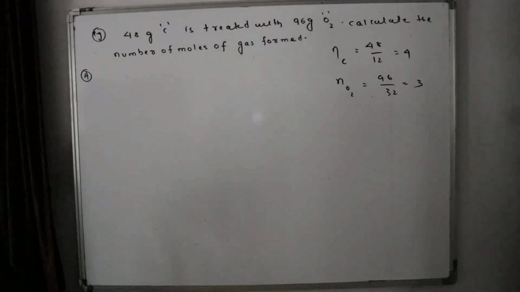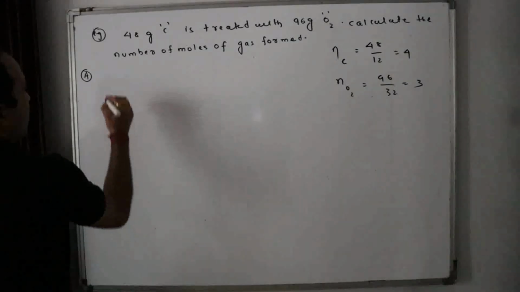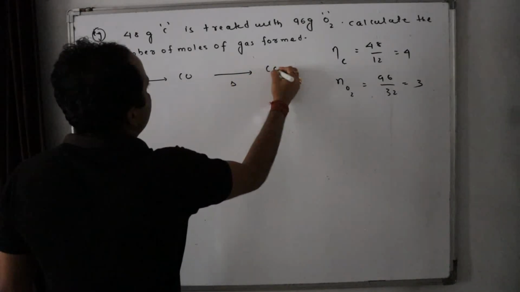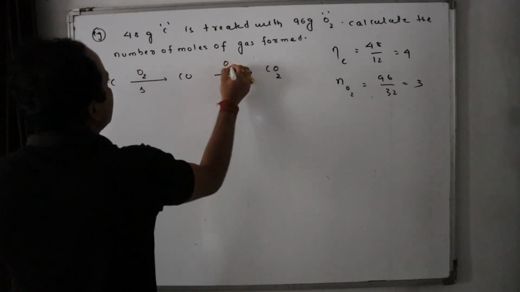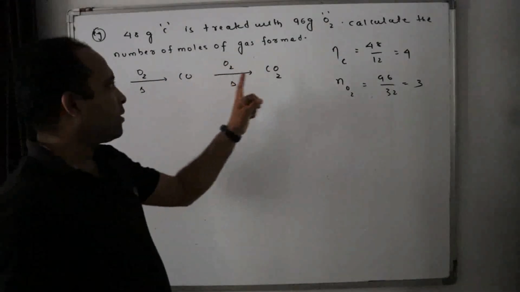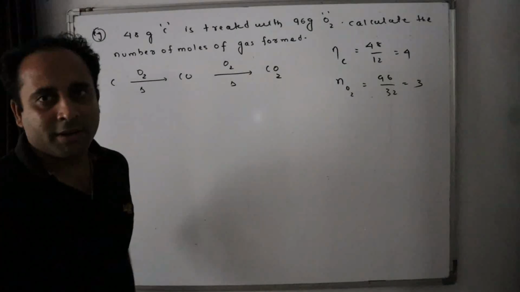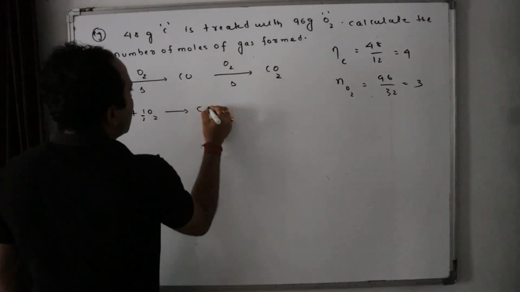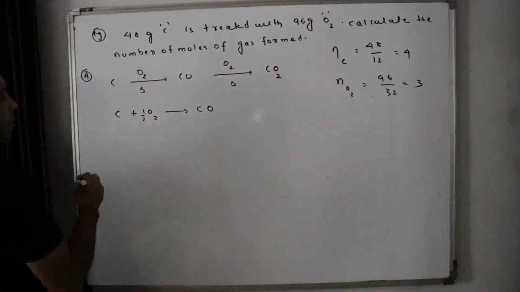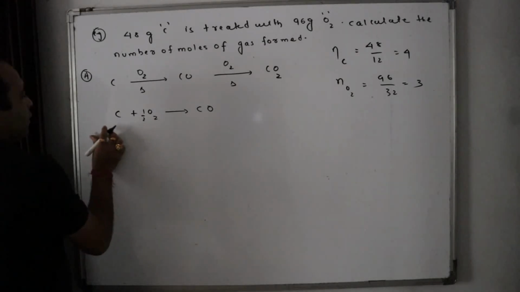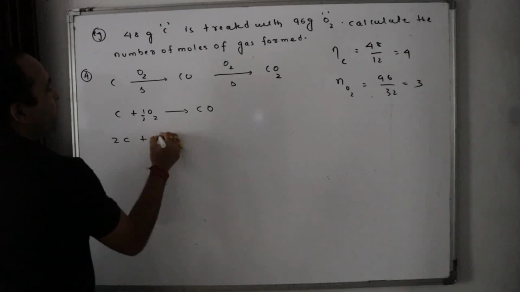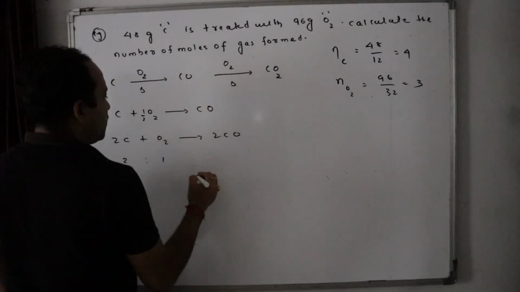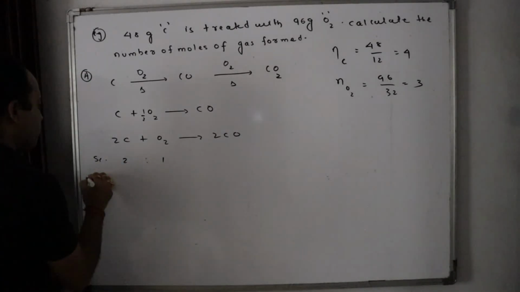Now the question comes. Here carbon is converted to carbon monoxide. Then carbon monoxide is converted to carbon dioxide by heating in the presence of oxygen. That means oxygen is required to convert here to here and here to here. Let me do it one by one. Carbon plus half O2 gives rise to carbon monoxide. Okay. Now tell me what is the stoichiometric coefficient. Now let me make it more clear. 2C plus O2 gives rise to 2CO. What is the stoichiometric coefficient here? 2:1, isn't it?